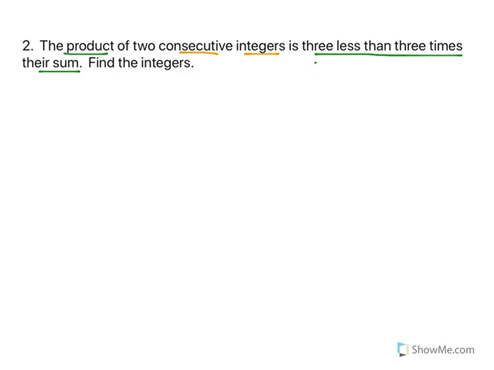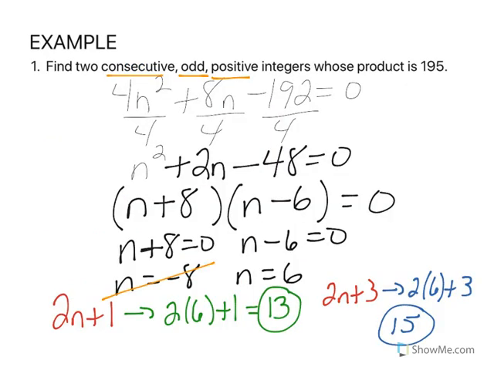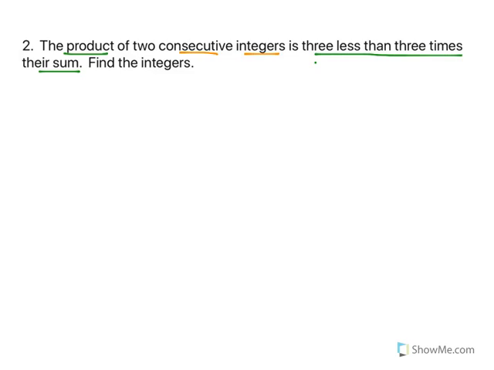So if we go back to the beginning part, consecutive integers. These are my consecutive integers, n and n plus 1. So I'm going to multiply those two together. So we're going to do n times n plus 1, and that takes care of the first half. Everything after the word is this second part, and we're going to write it 3 less than 3 times their sum. So the way we're going to write it is we're going to read it from left to right, but we're going to write it from right to left.